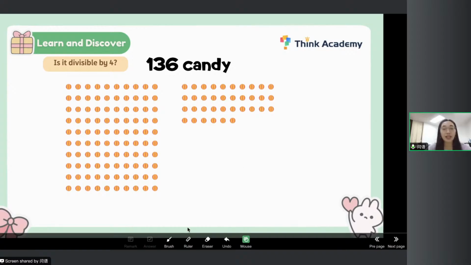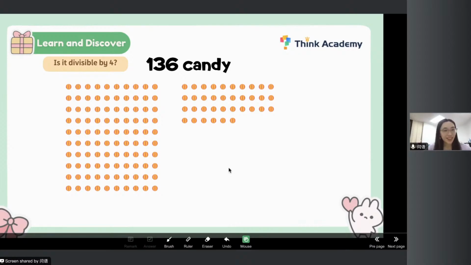And then following this, another example for you. Now, if I have 136 candies, is it divisible by 4 now? Okay, have a try. 136, is it divisible by 4? Yes or no? Still no? Maybe? Are you sure? What is maybe?